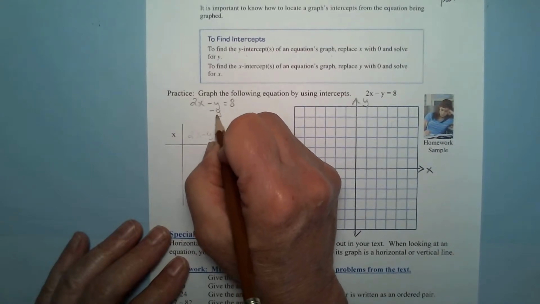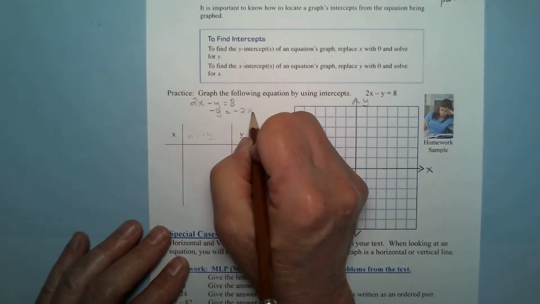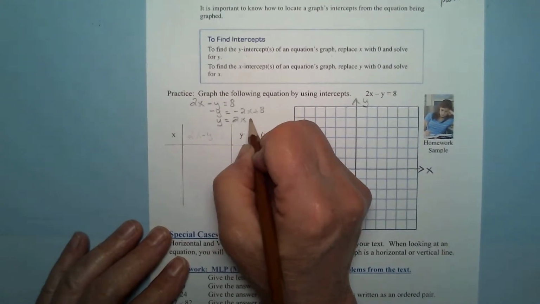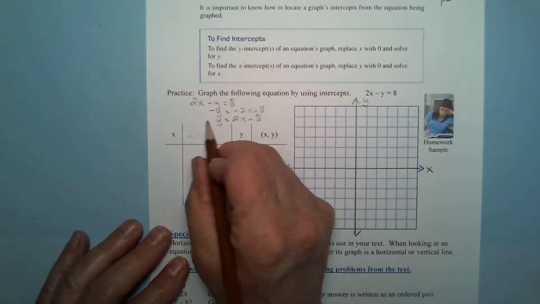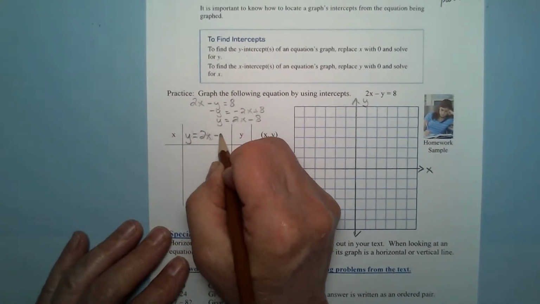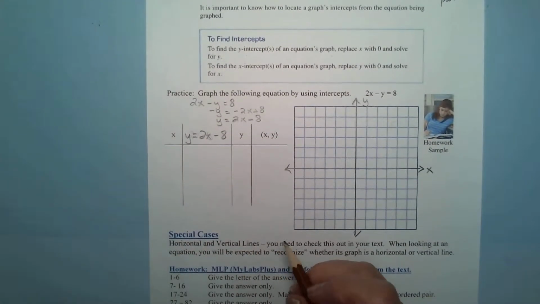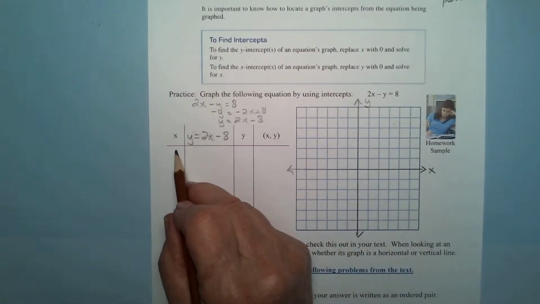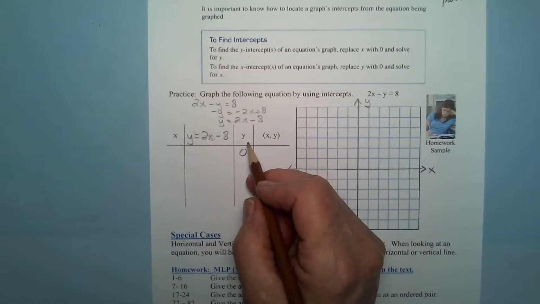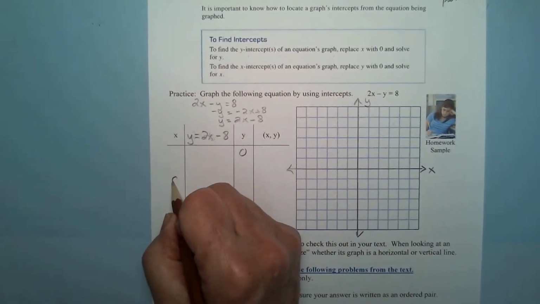So I have negative y is equal to negative 2x plus 8. Y is equal to 2x minus 8. And that's the guy I'm going to use. It's going to make my job a lot easier. So I'll put that in there. Okay, so if I want to know what the x-intercept is, y has to be 0. If I want to know what the y-intercept is, x has to be 0.